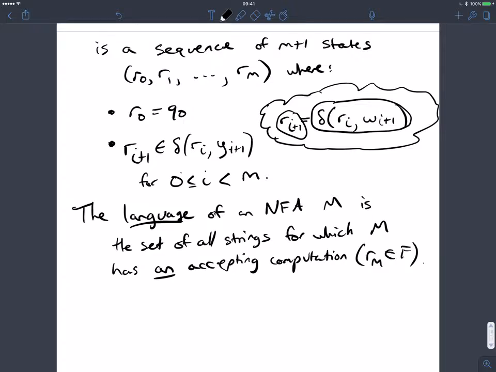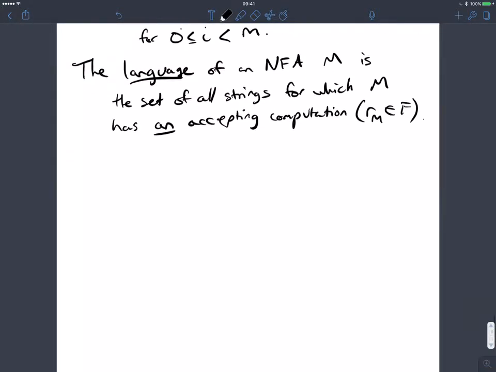Whereas with DFAs, there can be at most one computation. There could be 0, but there can't be more than 1. Here, I could have 0 accepting computations, 1, 2, and actually it could be infinitely many. And I'll give you a short example for that. It's actually a very, very small example.